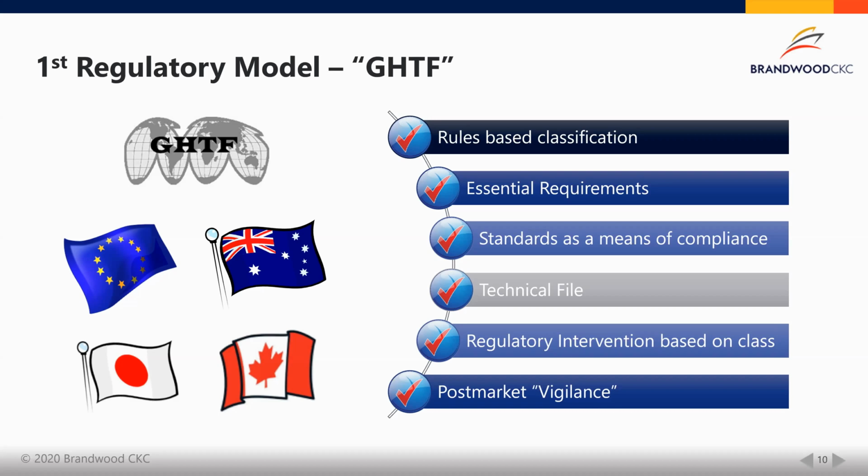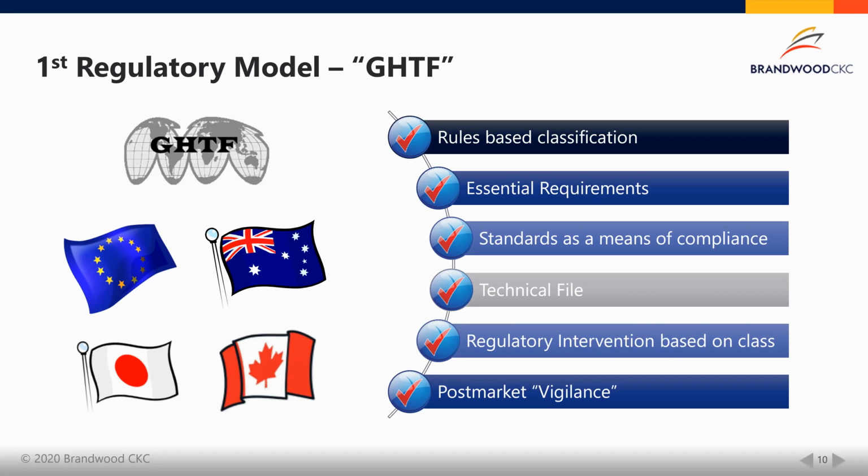Europe and Australia fall within this, and that's why you will see that Europe and Australia share a lot of the regulatory requirements, and there is a bit of overlap here. So the key thing with the GHTF model is that it's a rules-based classification, which directly involves risk. So the riskier the device, the higher the classification. And once again, the intended purpose is how you determine your device classification.